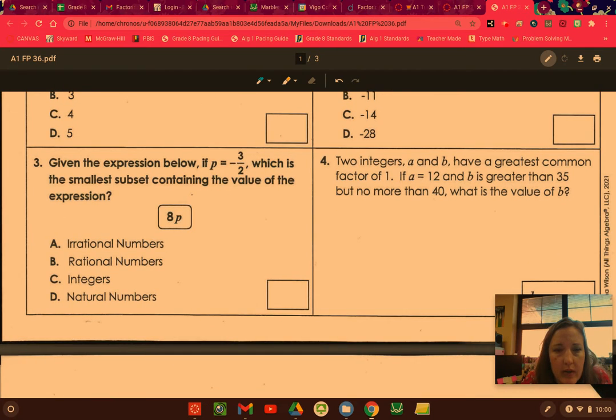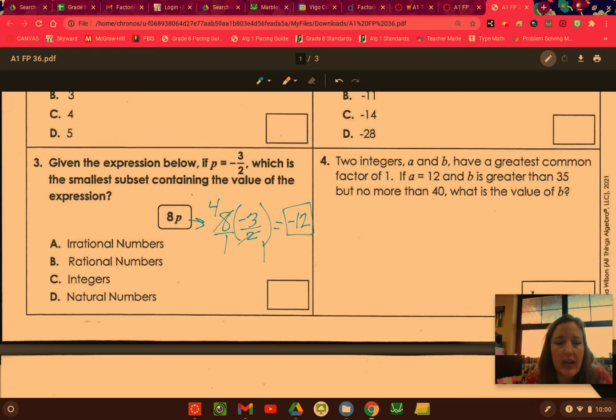Given the expression below, if p equals negative 3/2, which is the smallest subset containing the value of this expression? We've done a few of these in class, so I'm hopeful that you're pretty solid on it. We have to first solve this, right? So 8p would be 8 times negative 3/2, and so we'll put that over here. 8 and 2 have a factor of 2 in common, so 2 divided by 2 is 1, and 8 divided by 2 is 4. 4 times negative 3 equals negative 12.